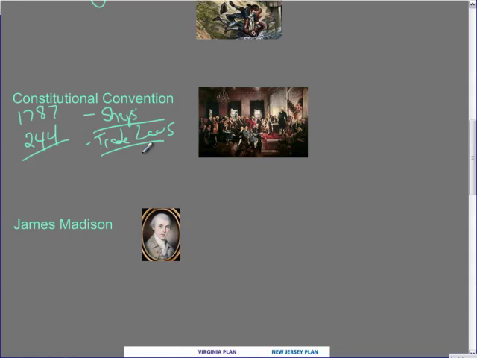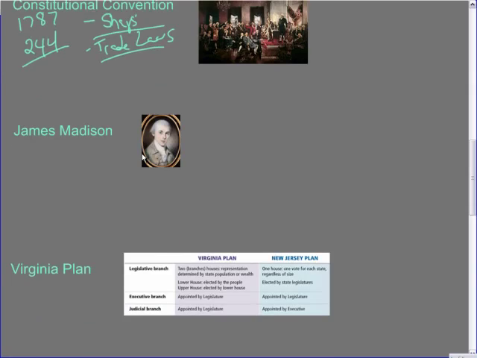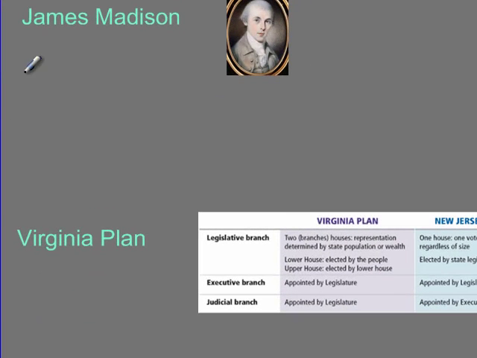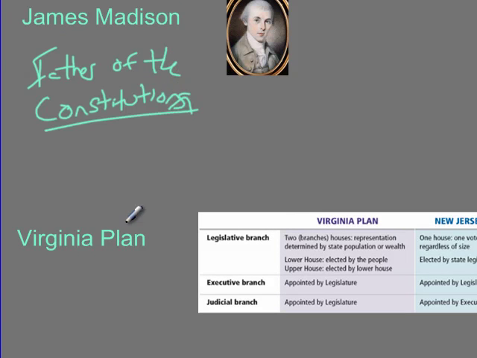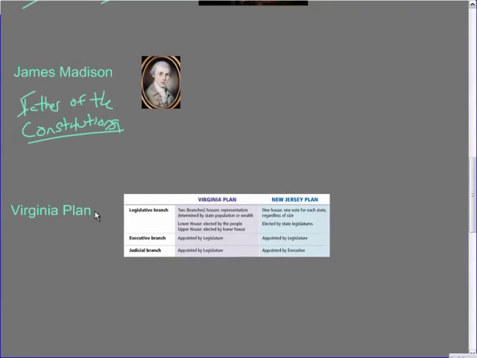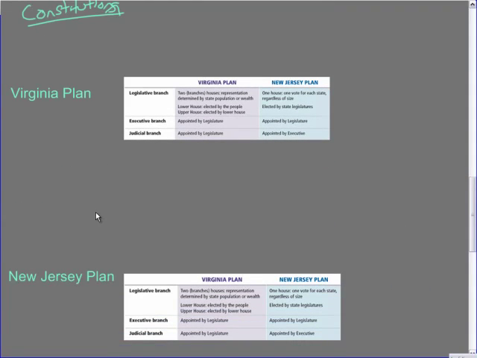So they get together, and we know a lot about this because of James Madison, and he's going to be known as the father of the Constitution. And he comes up with the first plan, basically the first idea that anybody puts forward, which is the Virginia Plan, and that is going to be found on pages 244 through 245.